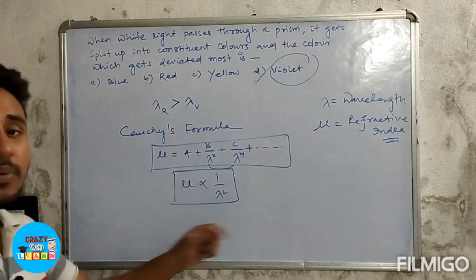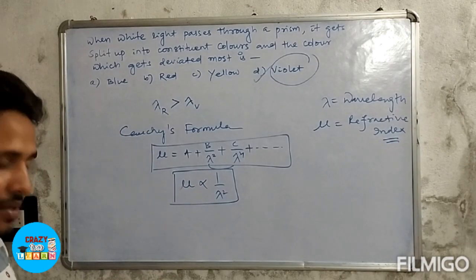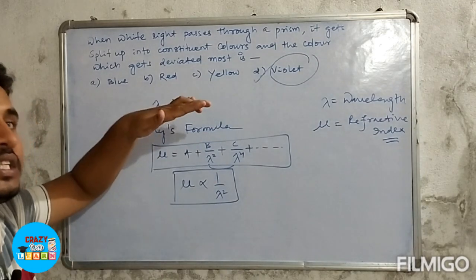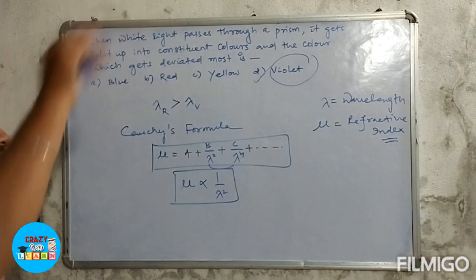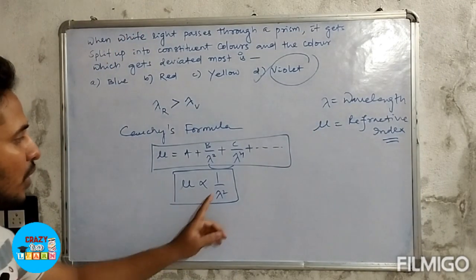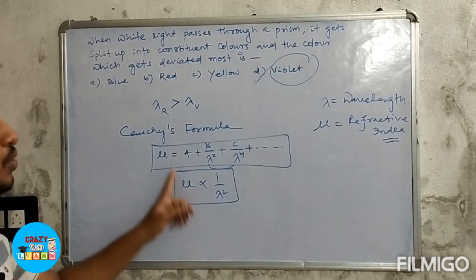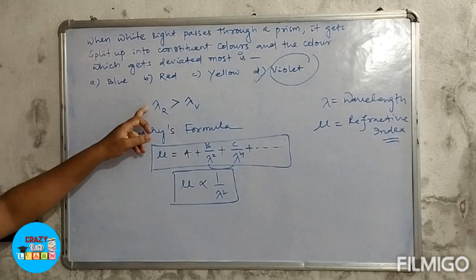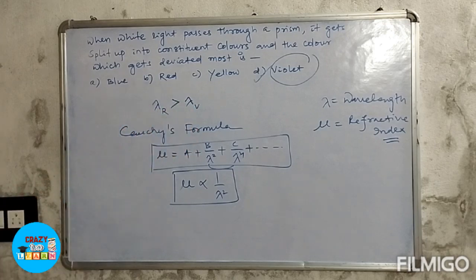So inversely proportional means, as I explained in my previous videos: when one factor increases, the other factor decreases, and when one factor decreases, the other factor increases. So mu and lambda are inversely proportional. When lambda is more, mu is less, and when lambda is less, mu is more. Lambda is more for red and less for violet.